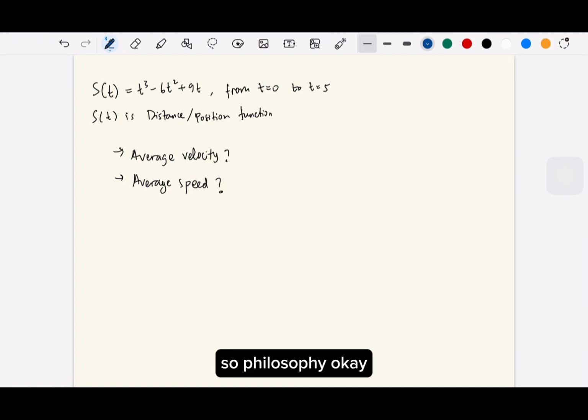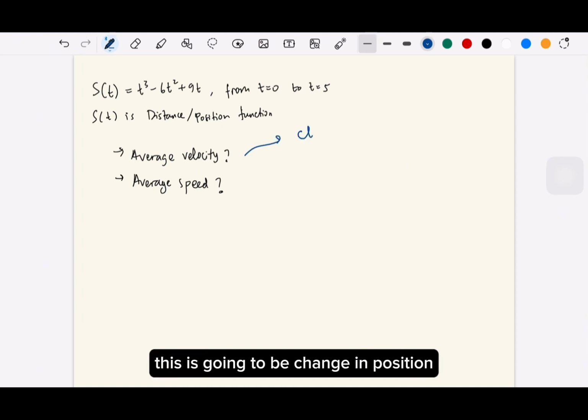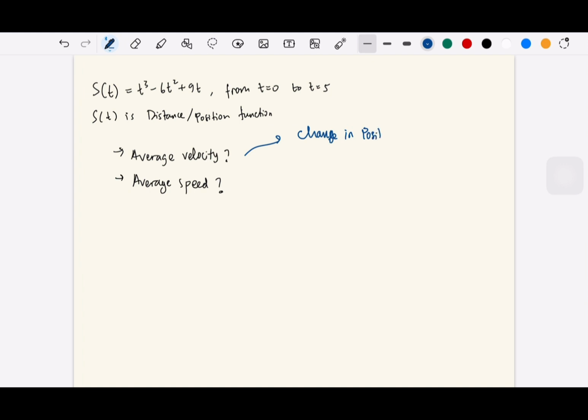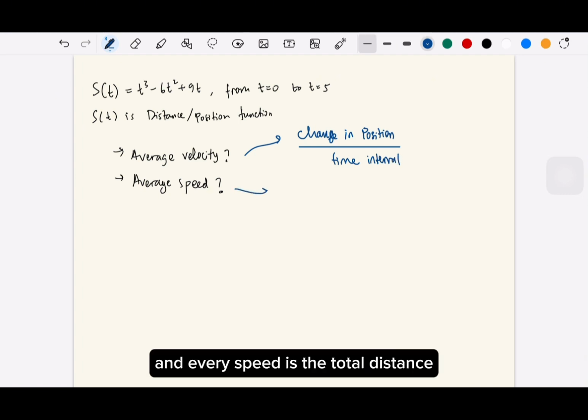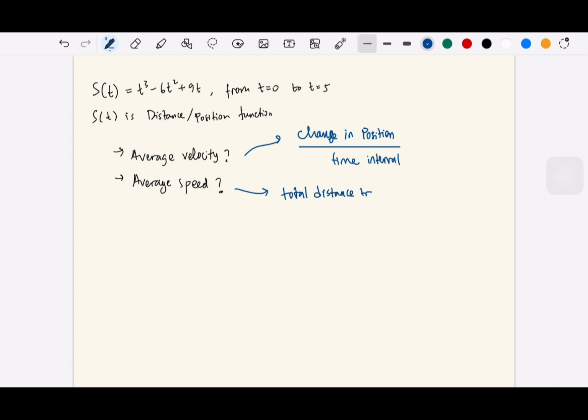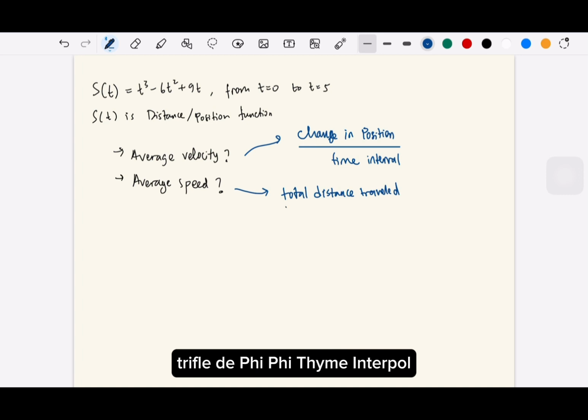So velocity, okay, this is going to be the change in position divided by time, or time interval. Okay, time interval. And average speed is the total distance traveled divided by time interval.